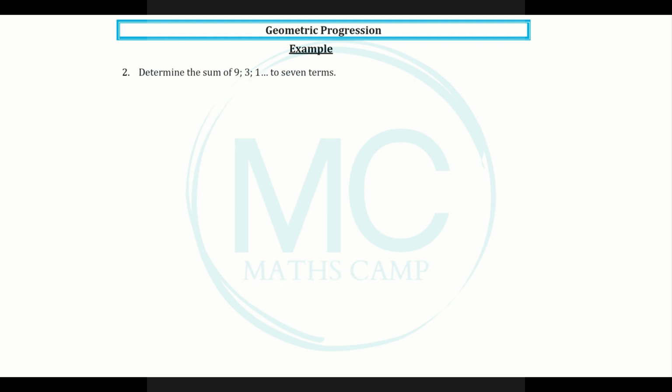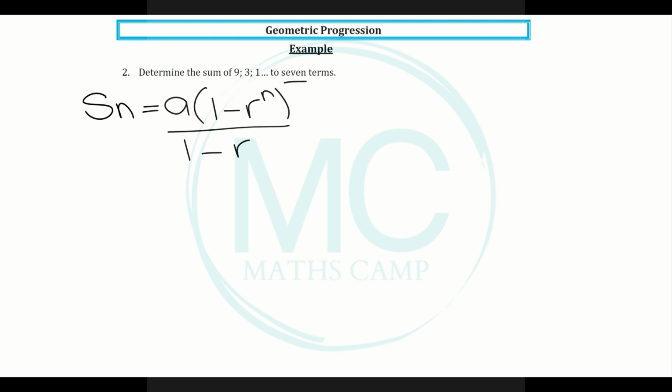Determine the sum of 9, 3, 1, and so on to 7 terms. Let's start with our formula. Sum of n terms is equal to a, open a bracket, 1 minus r with an exponent of n, all over 1 minus r. We are looking for the sum of 7 terms. So n is 7. A is our first term, 9. The a is 9.